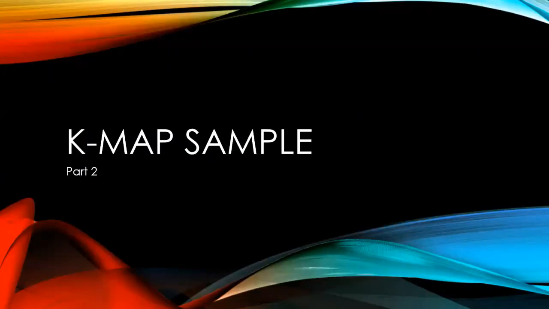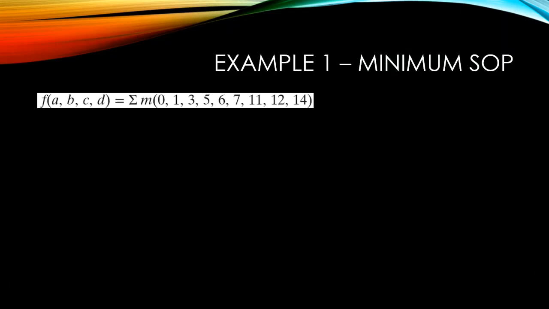Let's continue our discussion about K-map. So let's apply K-map in simplifying a certain equation to find the minimum SOP. So the function is F(A, B, C, D) equal to the minterm list 0, 1, 3, 5, 6, 7, 11, 12, and 14. Based on the function, we have 4 variables.